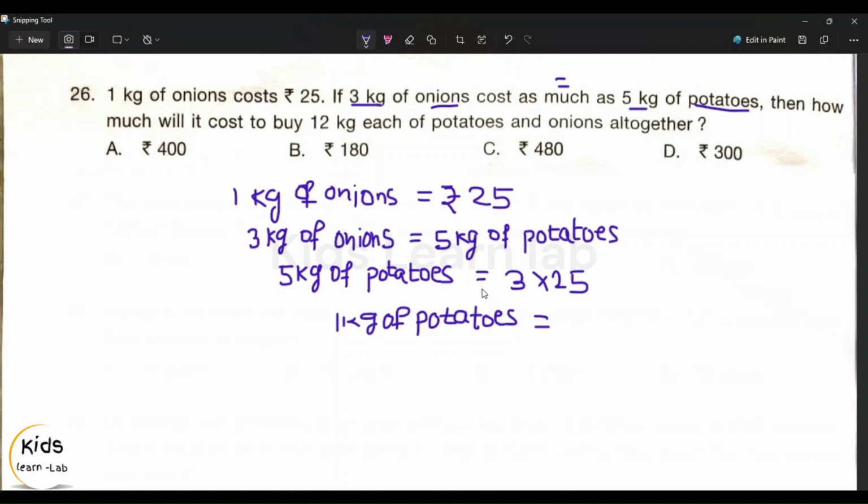5 kg of potatoes is equal to 3 into 1 kg of onion, which is 25. So 1 kg of potatoes is equal to 3 into 25 divided by 5. So 5 ones are 5, 5 fives are 25. 3 into 5 is equal to 15.